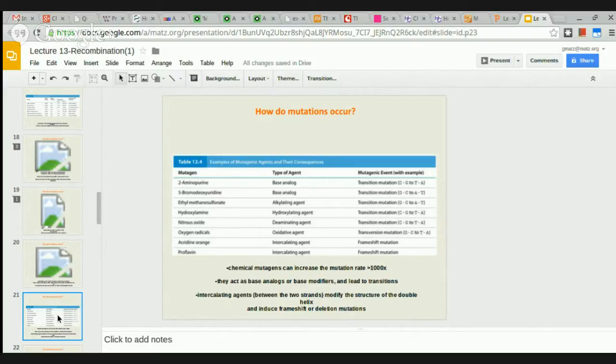And we also have things that do frameshift mutations. These are dyes, such as acridine orange, that intercalate in the DNA strands, and how they induce frameshift and actually deletions, we don't really know. It's probably they distort the helix, and that sort of confuses DNA polymerases and leads to loss of a few nucleotides, or in fact big segments sometimes of the DNA, and that can induce frameshift or big deletions.